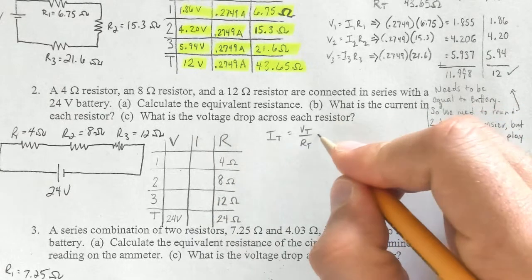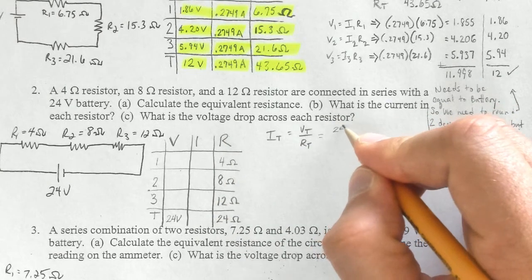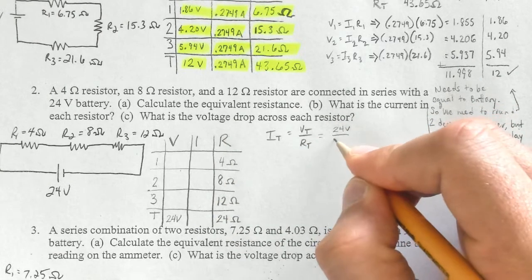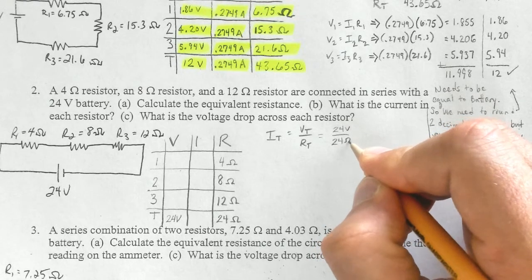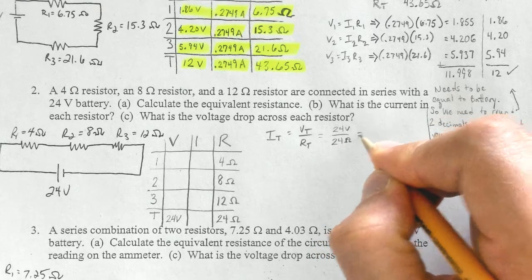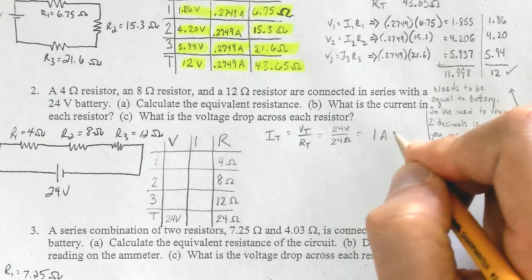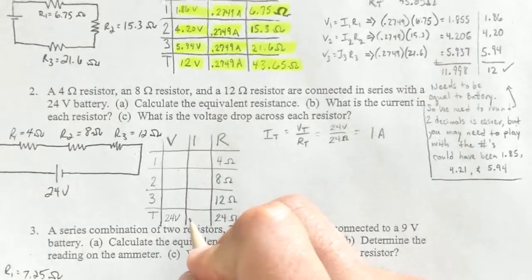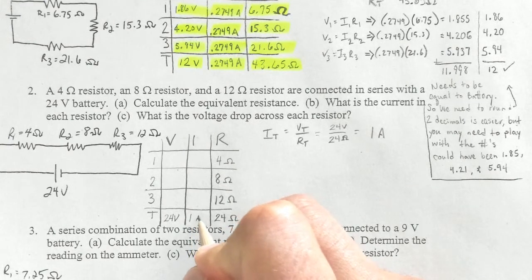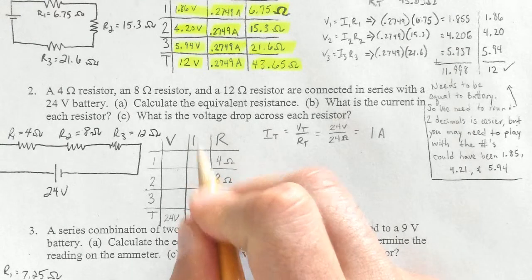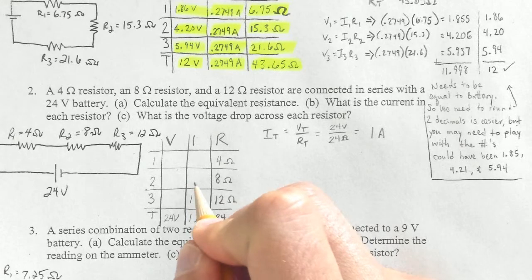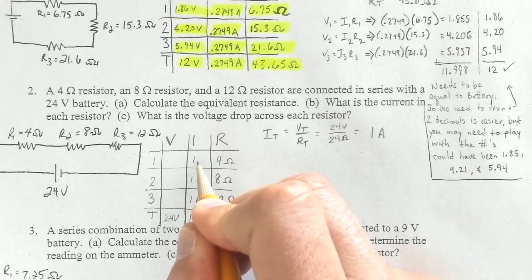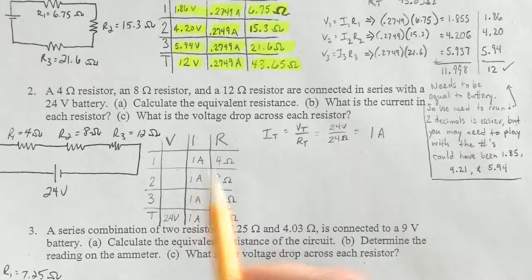VT was 24. RT was also 24 ohms. So divide out, and that is going to give us 1 amp. Okay, now that we have that, we can plug it in here. Alright, series circuit. Current is the same everywhere along this circuit, so we can just write those in. And now we have 2 out of our 3 variables.